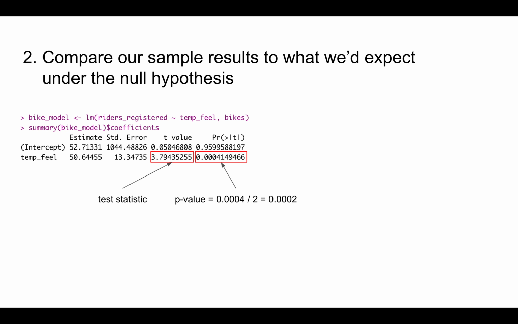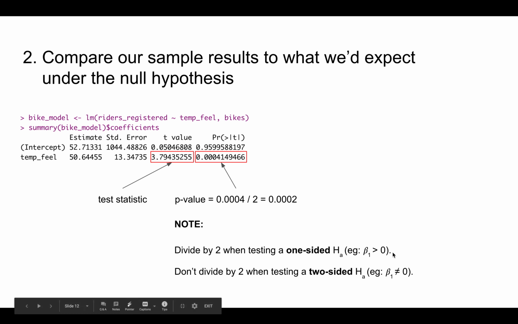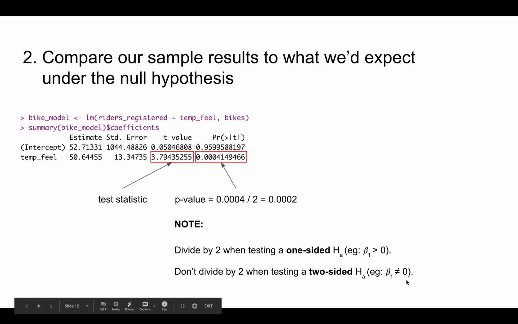As an important aside, note that we're only dividing by 2 here, since we're testing a one-sided alternative hypothesis, that there's a positive association, or beta 1 is greater than 0. We would not divide by 2 if we were testing a two-sided alternative hypothesis, that there's any association, either positive or negative. That is, that beta 1 could be positive or negative. It doesn't matter. Beta 1 is not equal to 0.